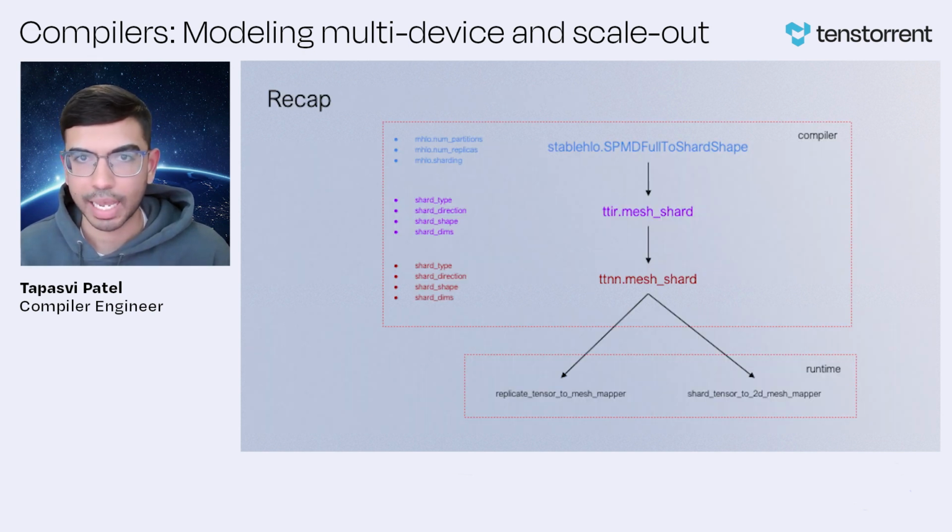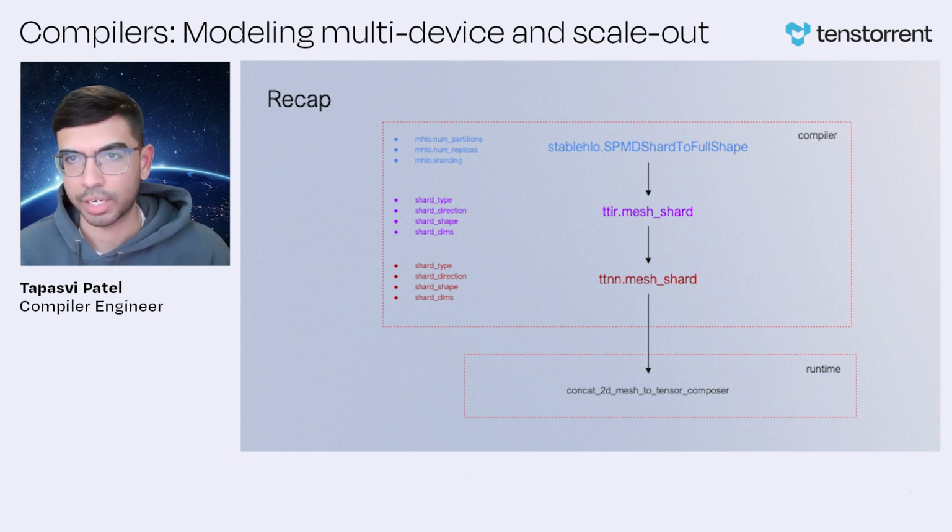All right, just a quick recap. As you can see before, we have SPMD full to shard, which goes into our TTIR dialect represented by a mesh shard, and then into the TTNN dialect, which is also represented by a mesh shard. And this is all within the compiler. Then that will actually call the runtime, which is in TTNN, depending on what mapper it needs to run, whether it needs to get replicated, sharded, etc. And then the same situation for shard to full, all the way down the stack into the runtime APIs. There are a couple more APIs that we also use, but this is just to show you how the flow works, the interaction between the compiler and the runtime.